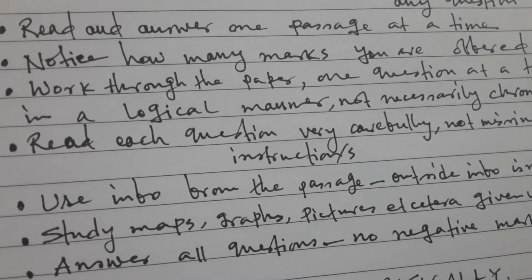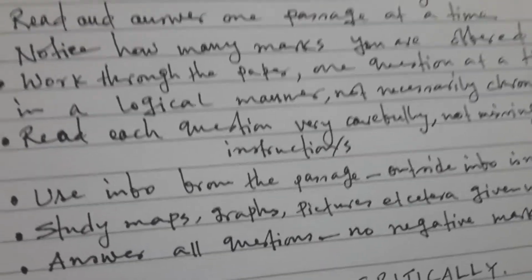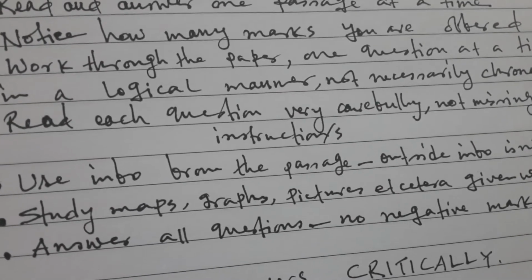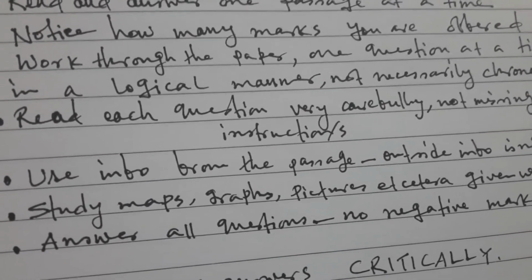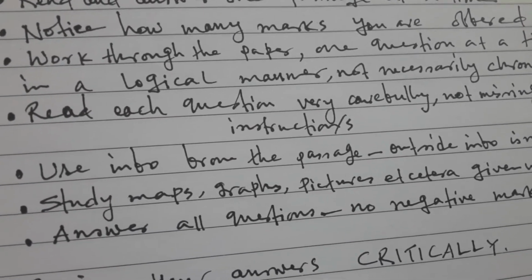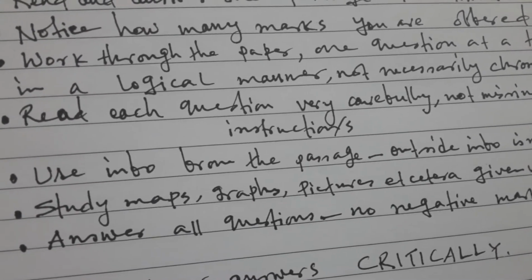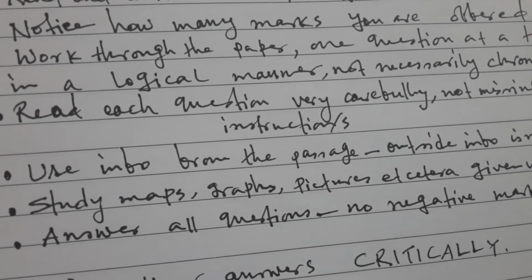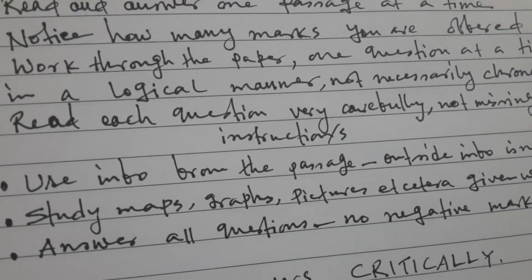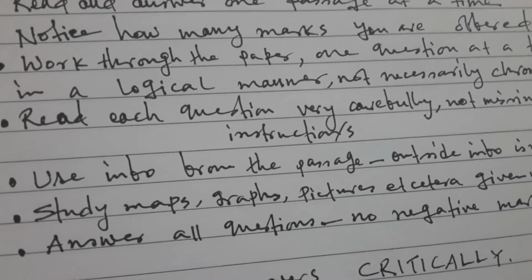Next piece of advice, notice how many marks you are offered. This is important. Though more often than not, they will say give 3 points, 3 examples. But sometimes you will get a question that says, why did the writer not take the train? Now, maybe in the text you see there are 4, 5 different reasons, but they offer you 3 marks. Don't waste your time giving all 5 points.